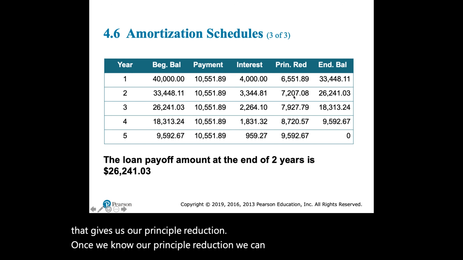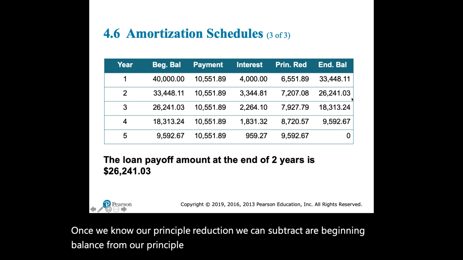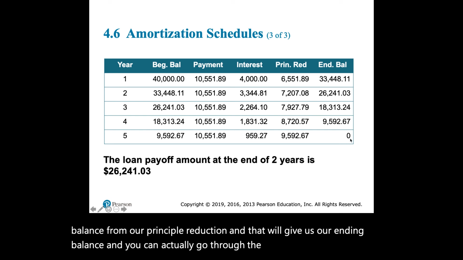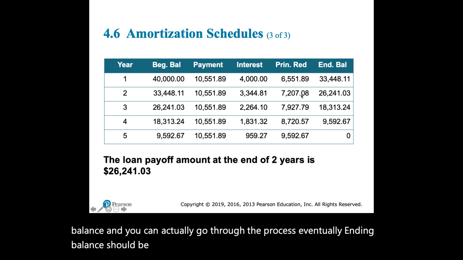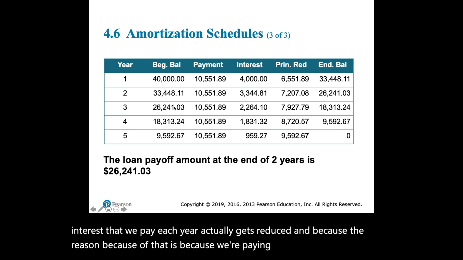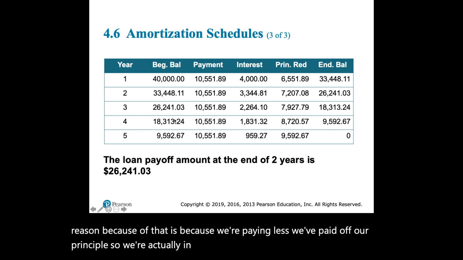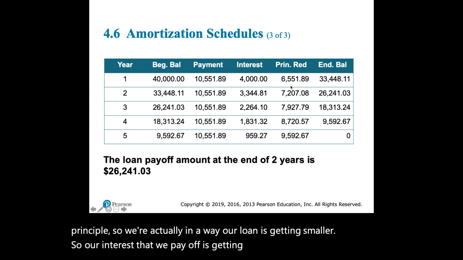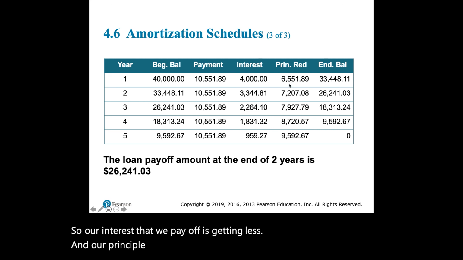What's good to note, okay, is that you can notice that the interest that we pay each year actually gets reduced. The reason for that is because we've paid off some of our principal, so in a way, our loan is getting smaller. So the interest that we pay is getting less, and our principal payment actually increases. What that means is that as our interest decreases, more of our total payment is going to be paying off our principal.